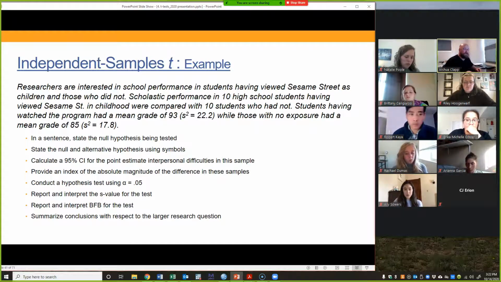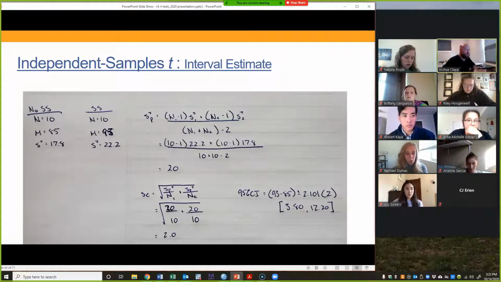Okay, so for parts 1 and 2, we'll get into that when we get to the end of the slide, but let's start by calculating our 95% confidence interval. So we've got our folks who did not watch Sesame Street as kids: 10 people, mean of 85 in terms of their grade, sample variance 17.8. Our Sesame Street group, 10 people, a mean value of 93, variance estimate of 22.2.